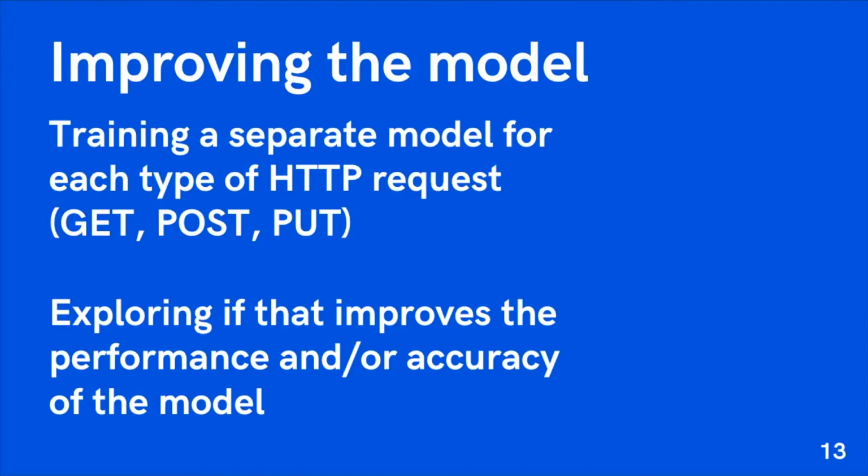Also, exploring if training a separate model for each type of HTTP request, that is, GET, POST, or PUT, makes any difference to the overall performance, because GET requests usually do not have a request body, and POST requests do not always have a response body. Avoiding all these confusions in the inference might actually make it faster.